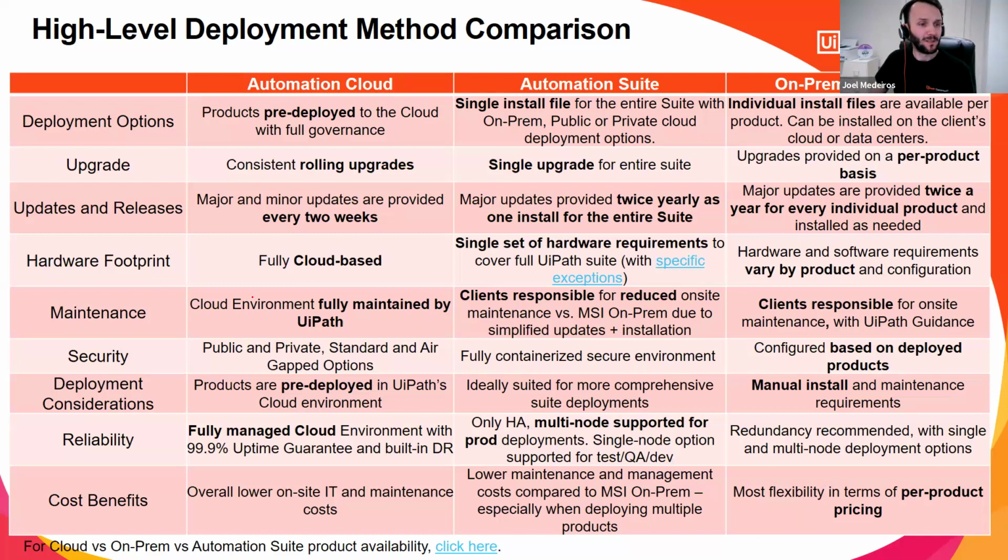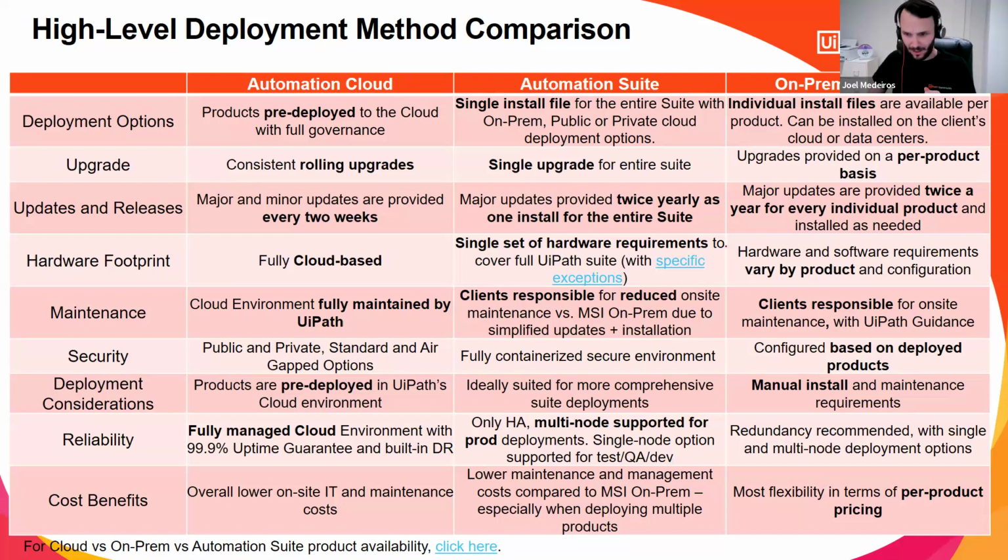The maintenance on the cloud is fully handled by UiPath. If you go to automation suite or on premises, it will vary depending on whether you are on a public cloud or private cloud. If you're on premises, you are responsible for that, right? And the list keeps going: security, deployment considerations, reliability, costs and benefits.